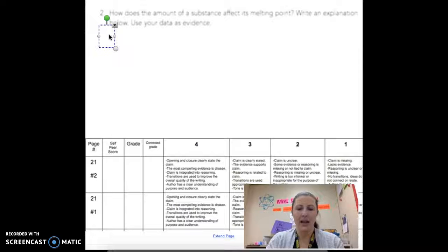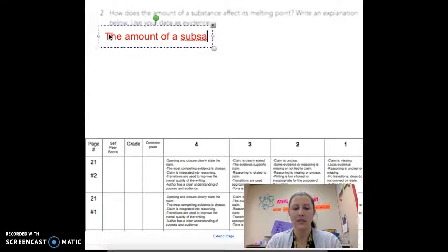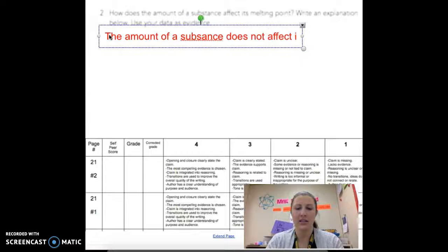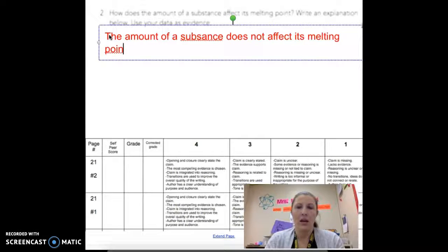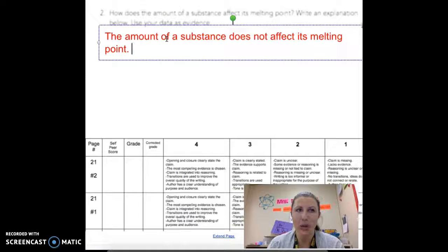And I'm going to say the amount of a substance does not affect its melting point. Now I need to include data as evidence. So the data that I'm going to use, because I'm talking about the amount of a substance, I'm only going to pick the data that's actually evidence to answer this claim.